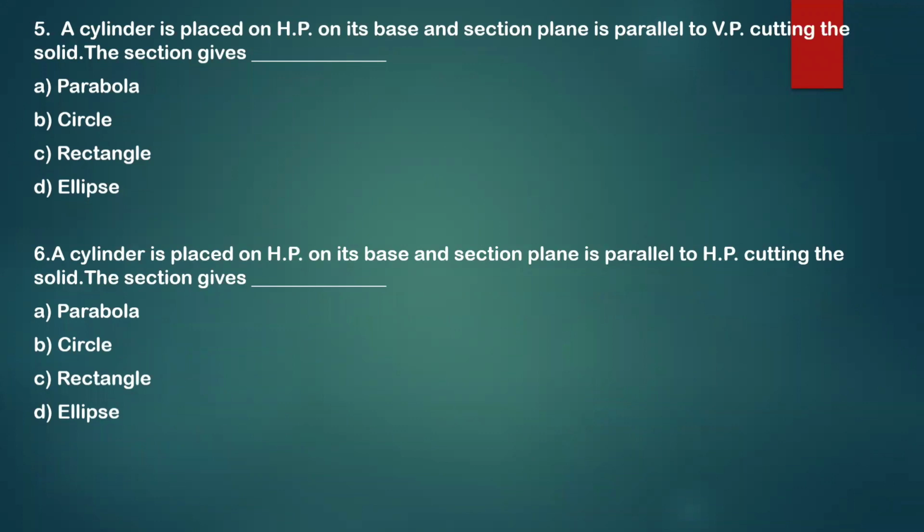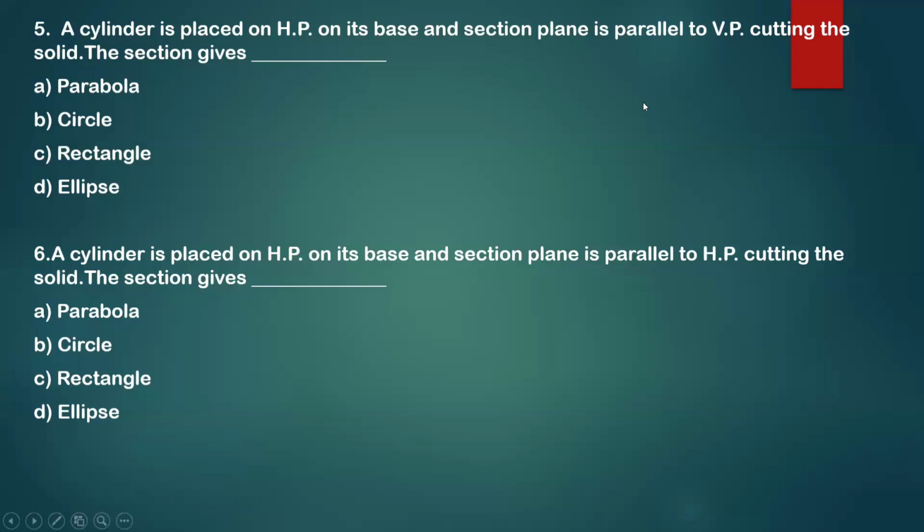Now a cylinder is placed on HP on its base, and the section plane is parallel to the VP. Cutting the solid, the section gives... Now it's very simple, we can tell it directly, because the cylinder is placed on the HP. That means the top view will be a circle and the front view a rectangle. If we cut this cylinder such that the section plane is parallel to the VP, that means what will we get in the front?